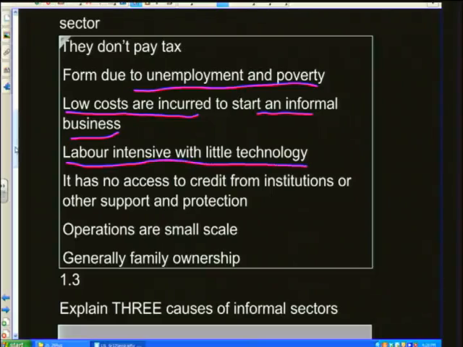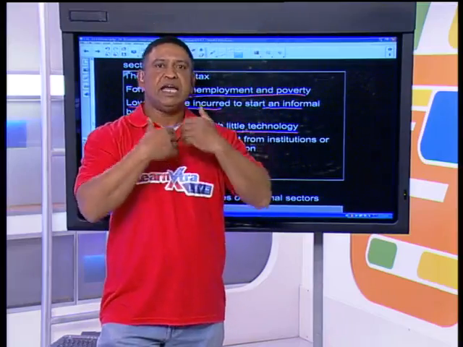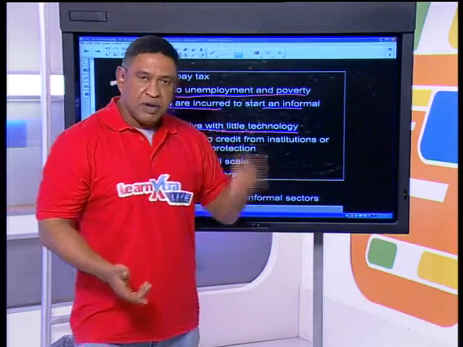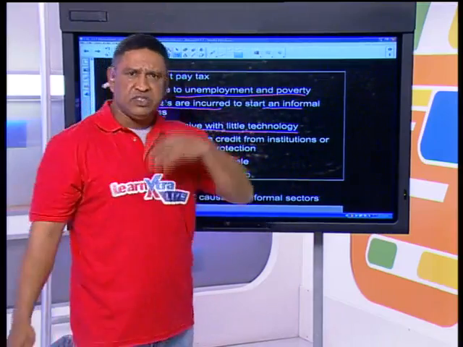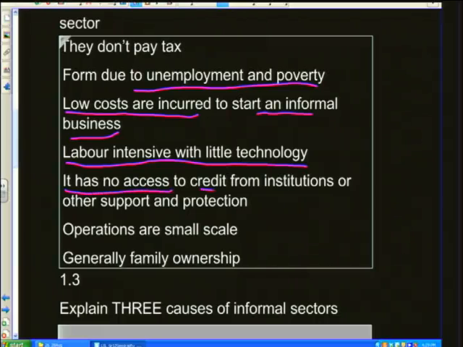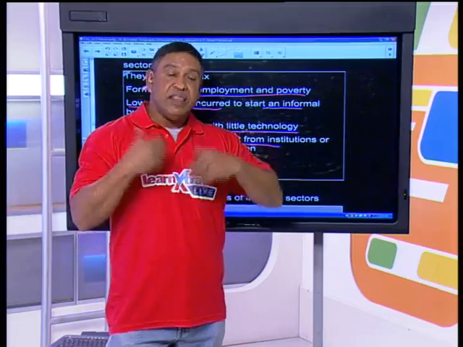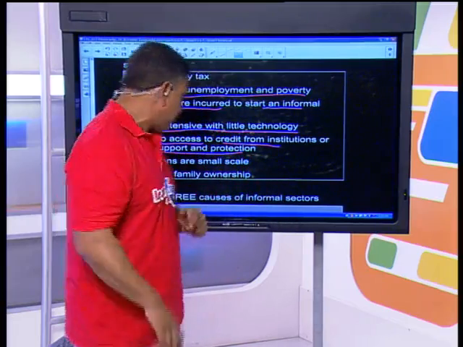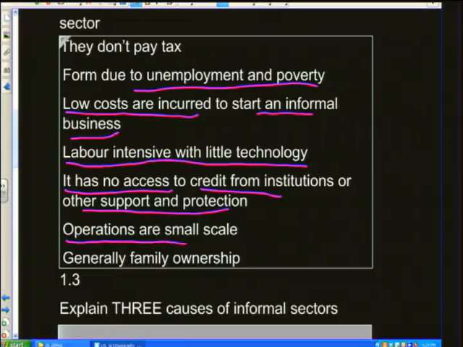Notice what I'm doing, learners. I'm just taking my information and applying it straight as it is. But I'm looking just at the question, whether it's characteristics or challenges or whatever. Again, another one: it has no access to credit from institutions and other support and protection. You understand? They can't go to the bank and get their loans, etc. They will have to make do with what they have. All right, the operations are small scale. As I've indicated before, they don't do it on a large scale. They're not big businesses, but they're local, serving the niche market. All right, and generally family ownership.